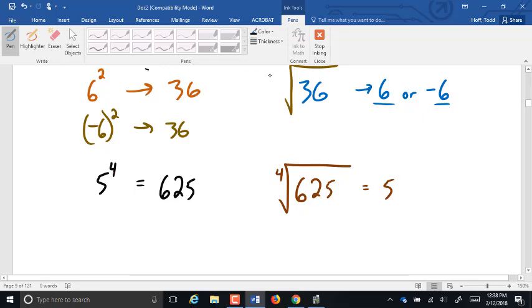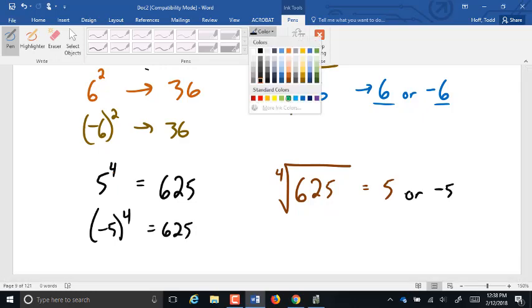Now, likewise, I can go the other direction. Now, of course, by the way, this is 5, or what else could this be? -5. Because negative 5 to the power of 4 would also be 625.